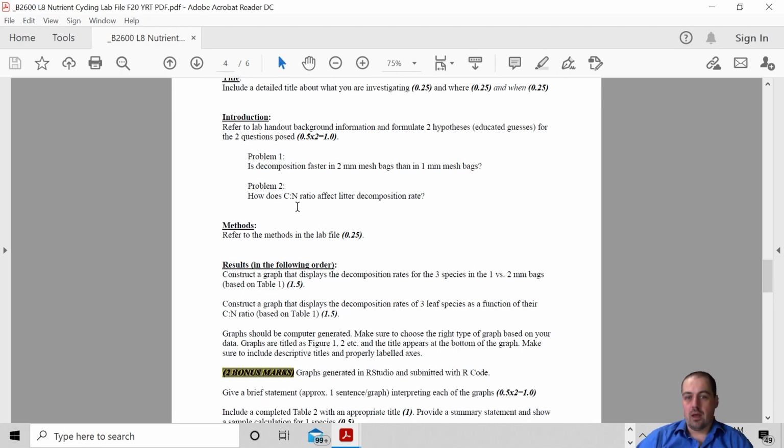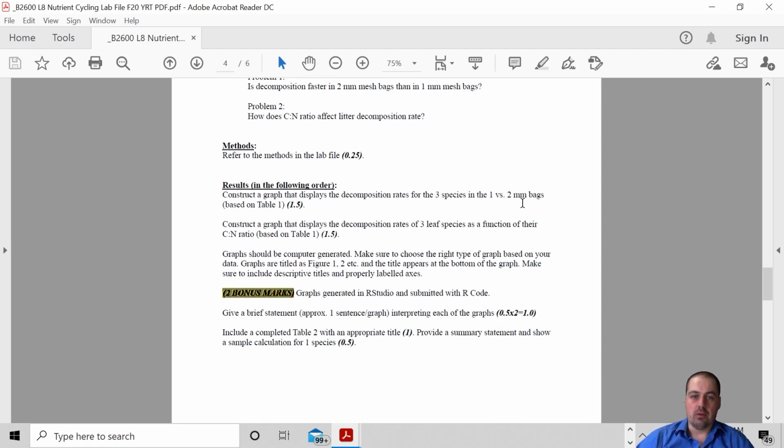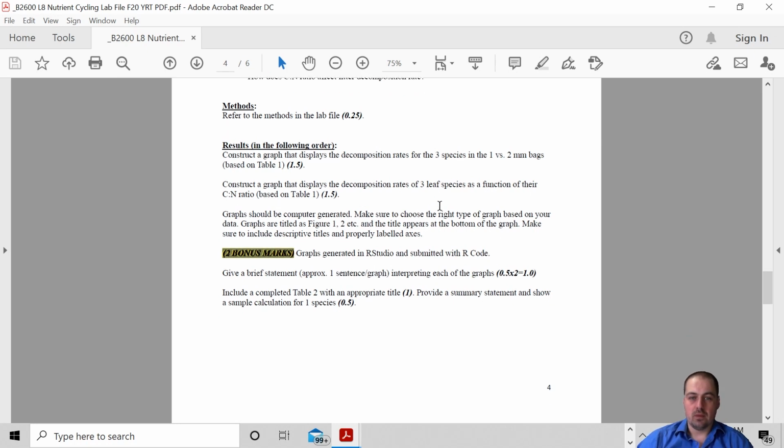Problem two, how does carbon nitrogen ratio affect litter decomposition rate? All you have to do is say carbon nitrogen ratio increases as litter decomposition rate increases or decreases or doesn't change or whatever. So your methods just simply refer to the lab file, lab 8, nutrient cycling, fall 2020.